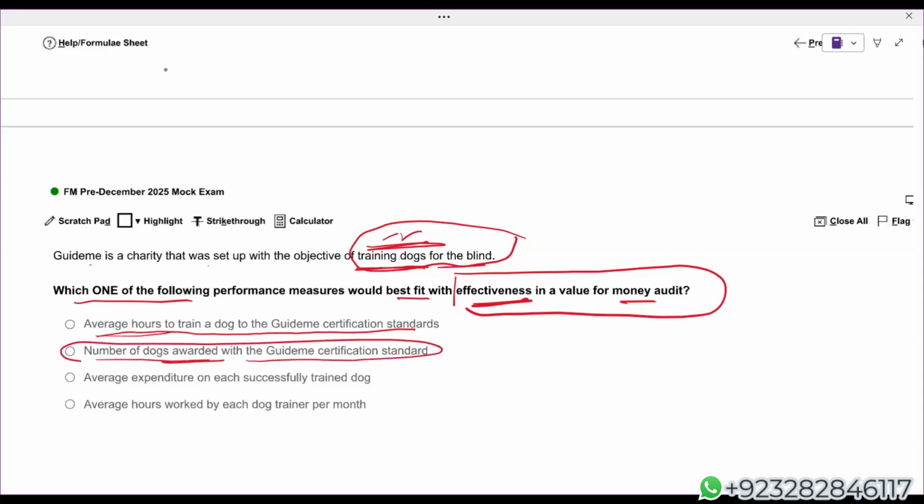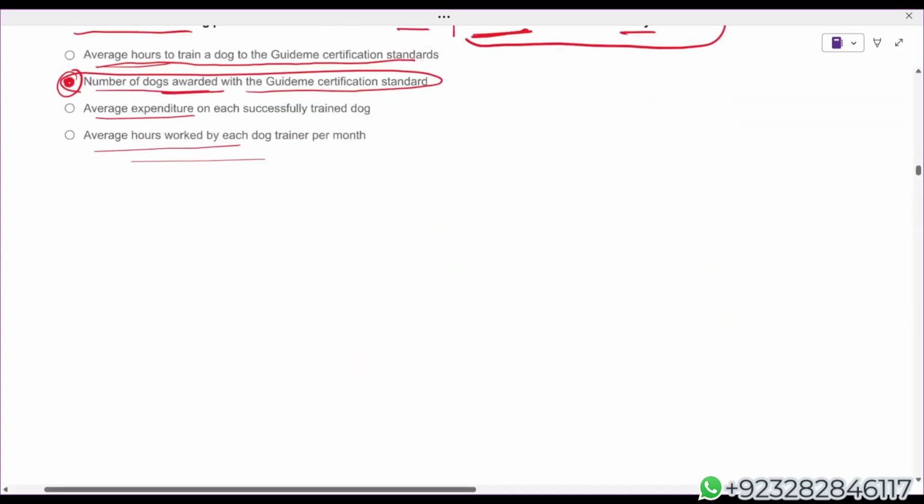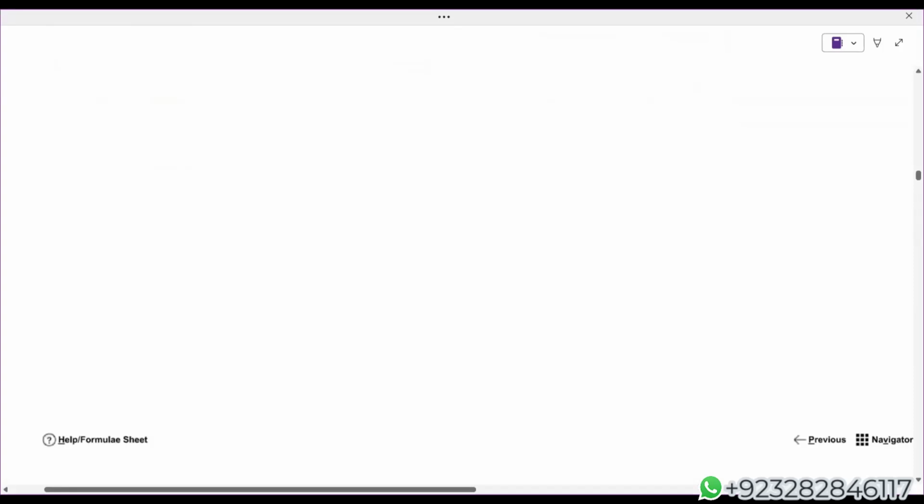Now, effectiveness means desired results should be achieved. So the desired result is the number of dogs awarded Guide Me certification standards. How many dogs were awarded the Guide Me certification standard? Average expenditure you are thinking about, I would say economy. Average hours worked by each dog trainer, you're just thinking about input and output. The main thing is, effectiveness is point number 2: number of dogs awarded with the Guide Me certification standards.